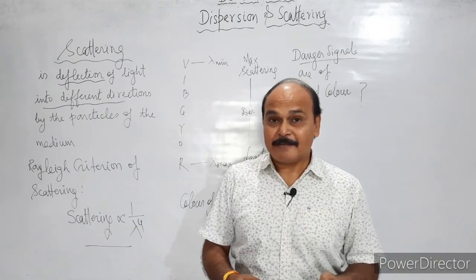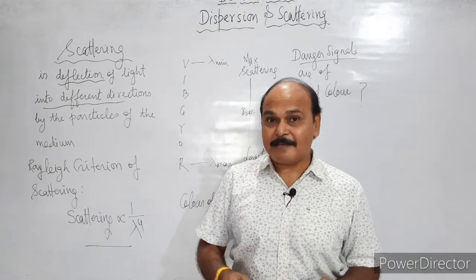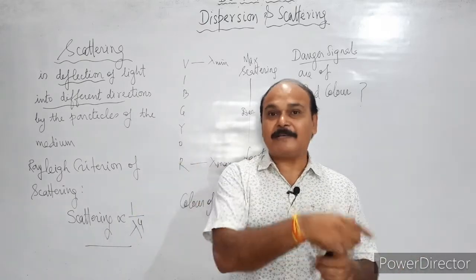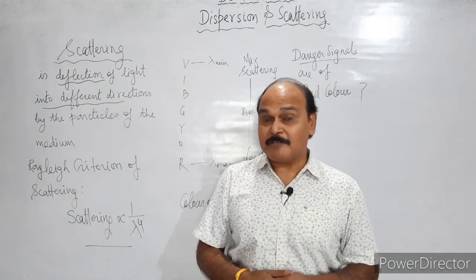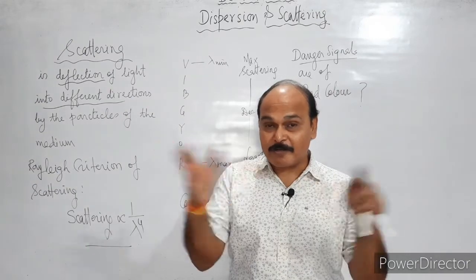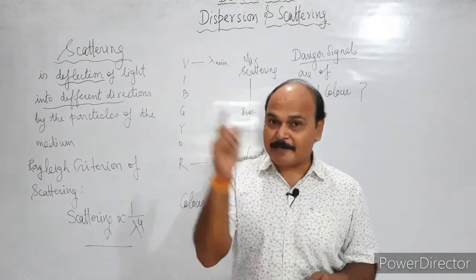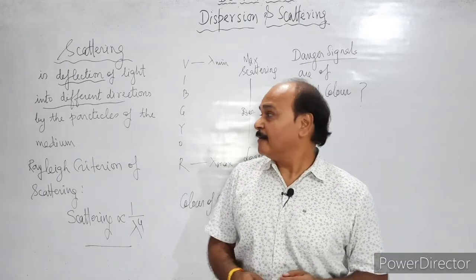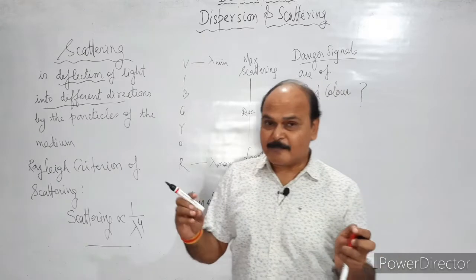Well, when the size of the particles is of colloidal dimension, the path of the incident light becomes visible. That is because of what? Deflection of light by the particles of the medium in different directions. Scattering is somewhat similar.